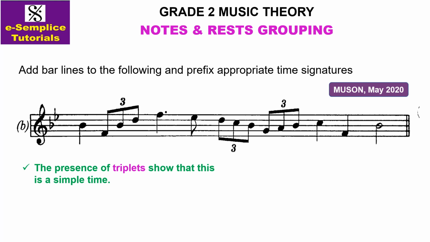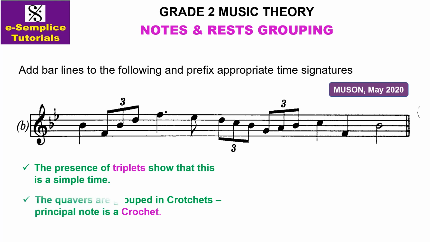You will also do well to look to see our previous videos on simple time and compound time. Please do, because the presence of certain notes on the stave will immediately tell you if it is a compound time or a simple time. Now the presence of these triplets only show that this can only be a simple time, because it is only in simple time signatures that you find triplets.